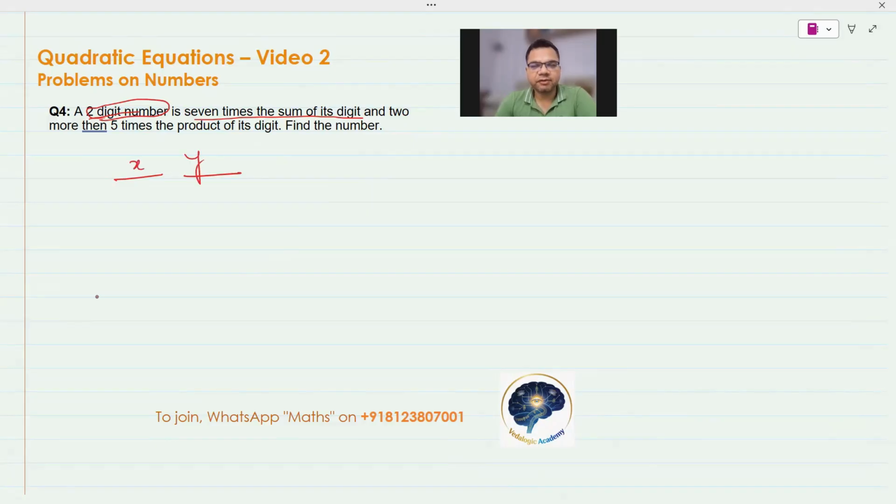Let's start with this only, because we are not able to see the relationship between these two numbers as of now. So let's start with different variables, and then we'll try to see how to do it. It's 10x plus y is the number. Okay. Now it says the two-digit number is 7 times the sum of its digits. So 10x plus y is 7 times the sum of its digits.